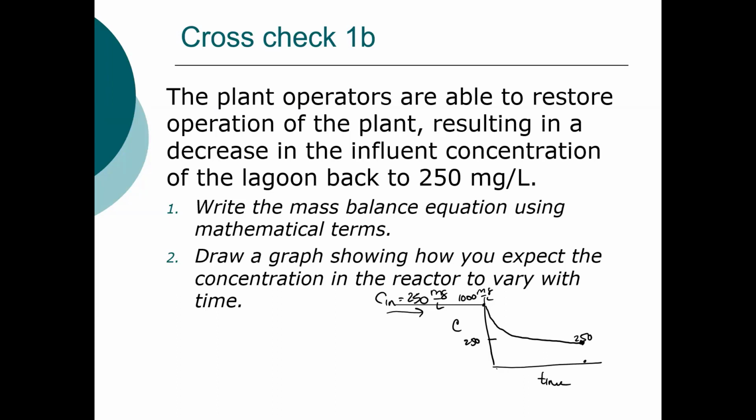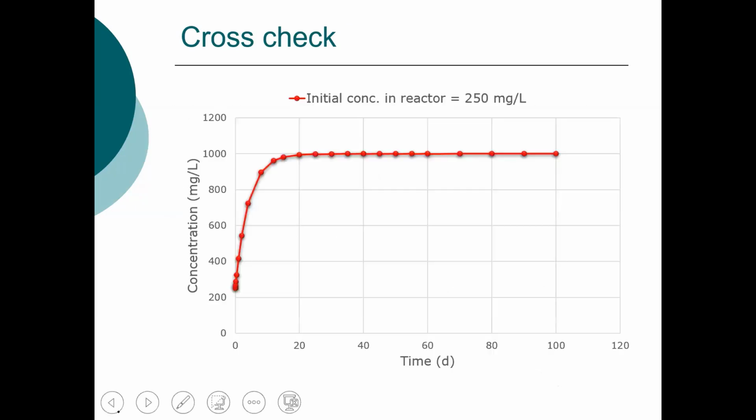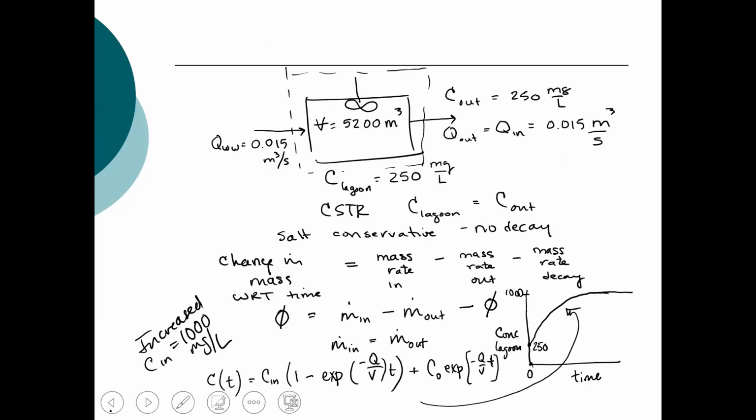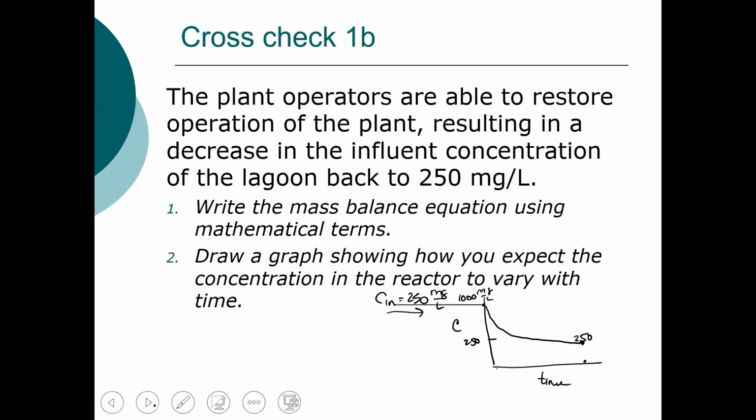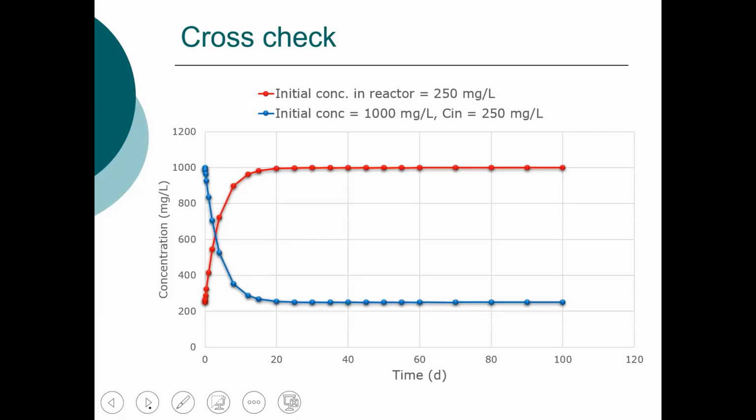Same equation applies. The exact same equation. The only difference is if we go back to this equation here, now C sub 0 is 1,000 and C sub n is 250. And the graph looks like this, the blue line.